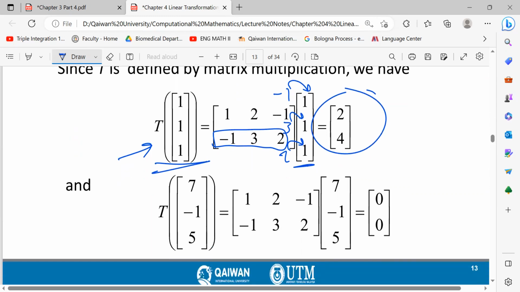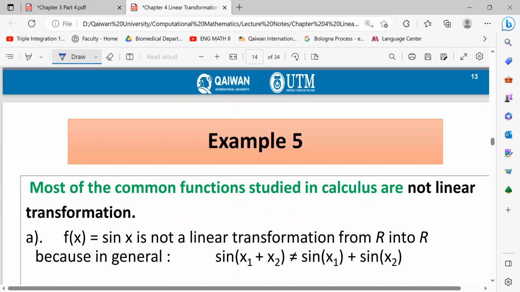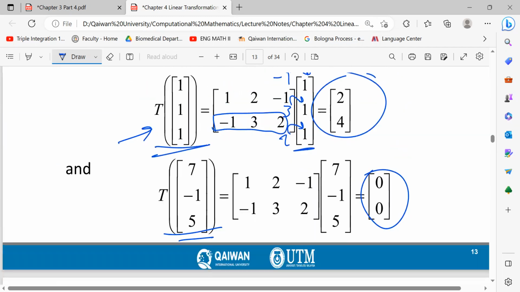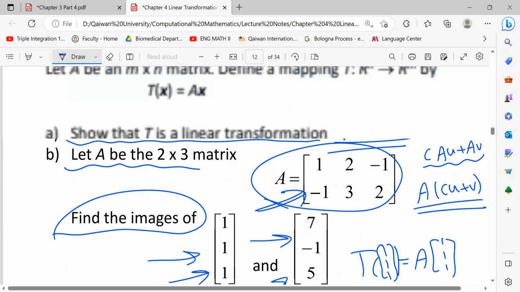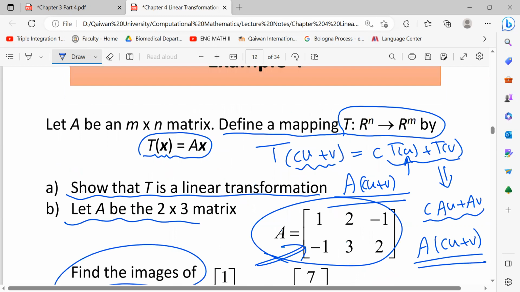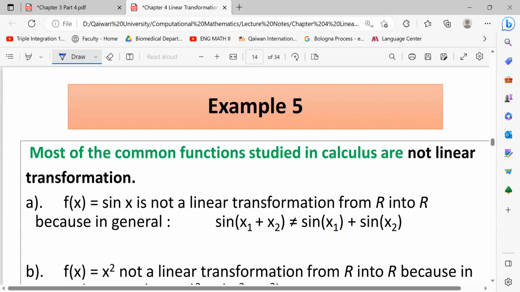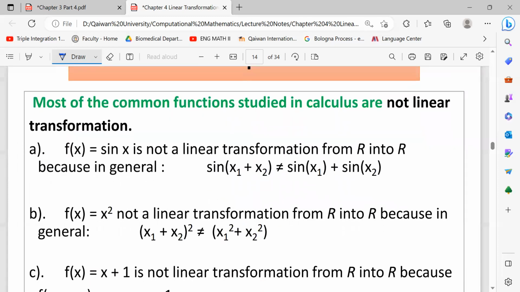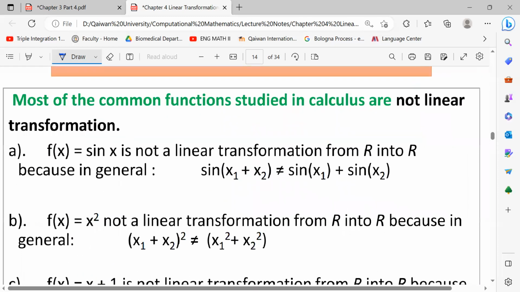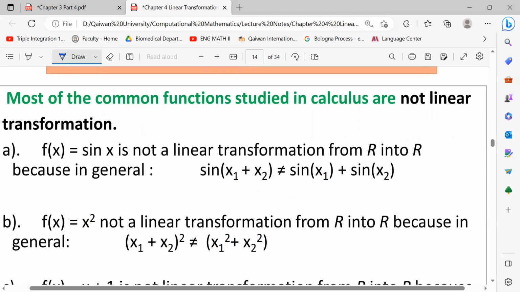Okay. How about this vector? It's the same, but here we get 0, 0. In both entries, we get 0. So these are the images of these two vectors. We just use the definition. The definition should be given, then you can find the image of a vector. It's easy. Linear transformation is easier than the previous chapter, actually.